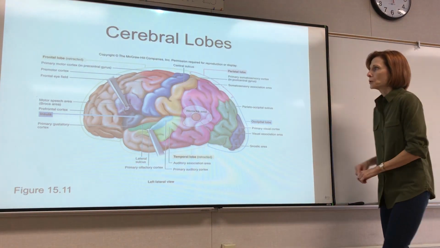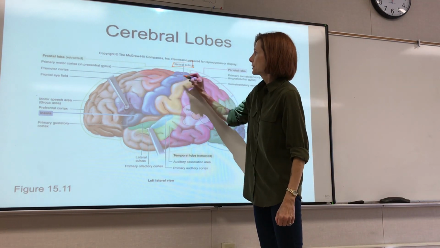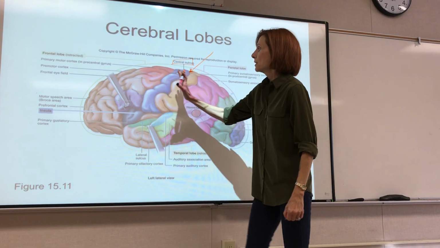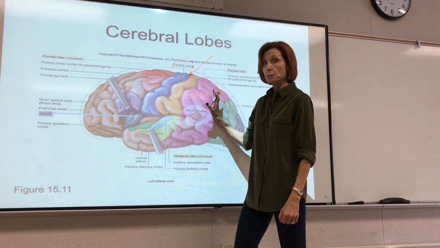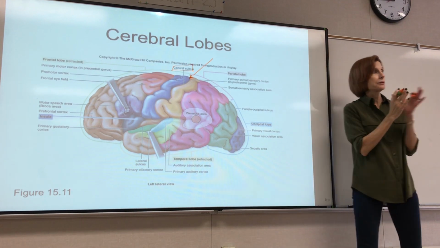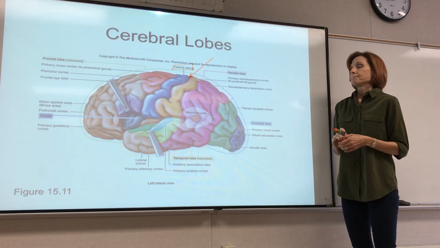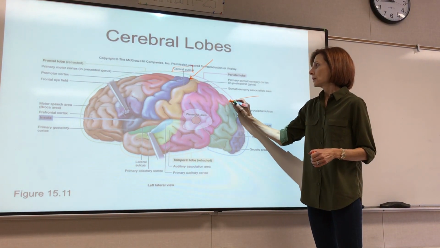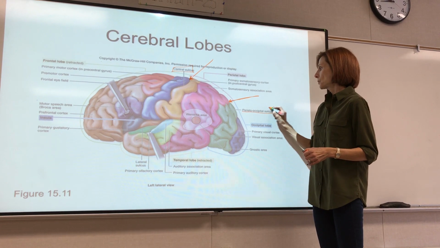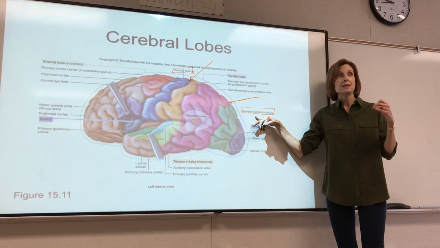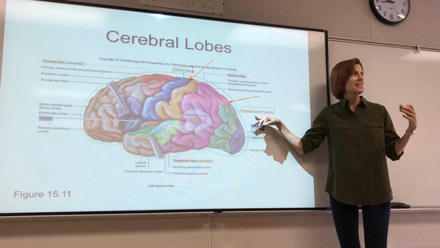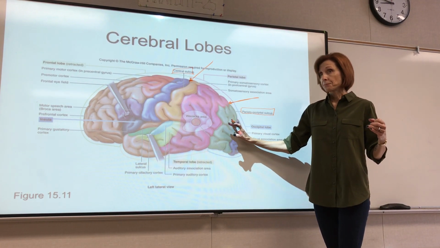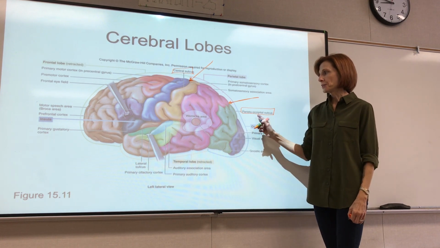So I would like you to know this sulcus, the central sulcus right here. The central sulcus actually separates the frontal and the parietal lobes. It's the boundary between the frontal and the parietal lobes. Notice there is another sulcus here that is called the parieto-occipital. This name is very convenient because it tells you exactly what it separates, the parietal and occipital lobes. So I would like you to know that one.